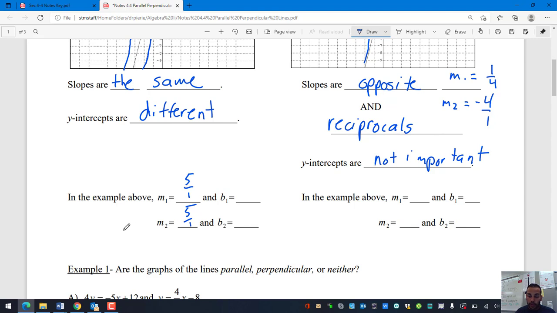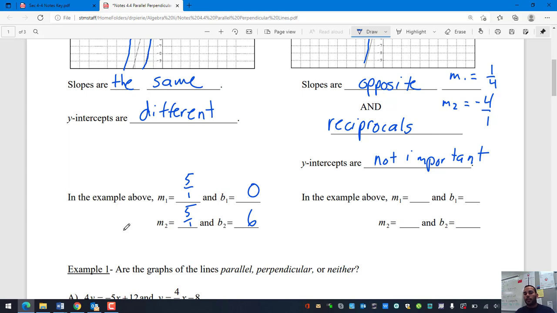The y-intercept of line 1 was 0, and then if you look at the graph, the y-intercept of line 2 was equal to 6. Okay, it doesn't really matter what these numbers are as long as they're not the same. Same slopes, different y-intercepts are parallel lines.